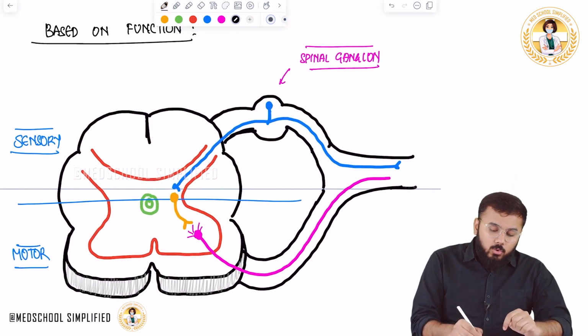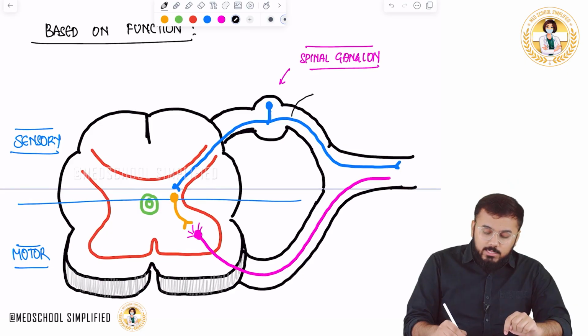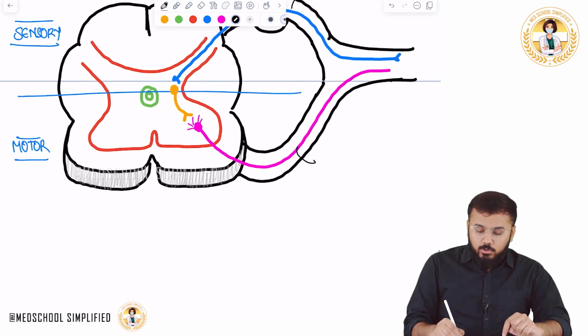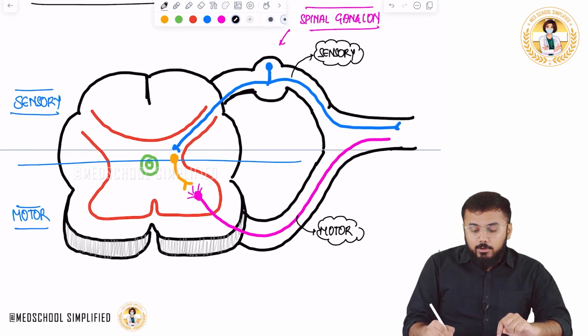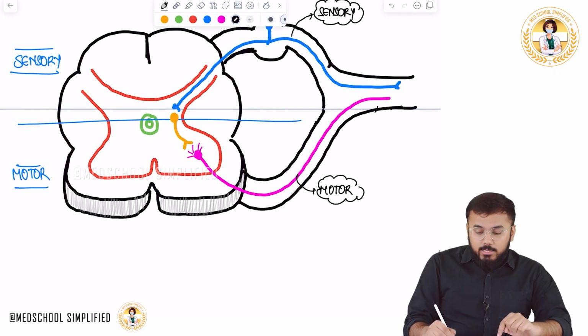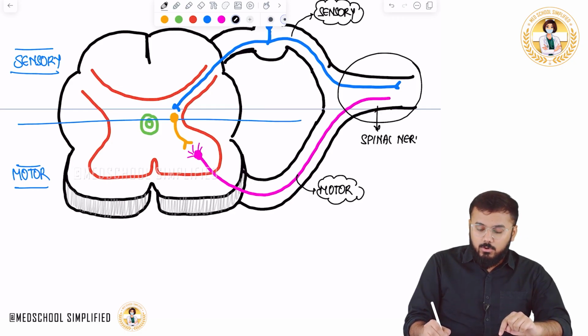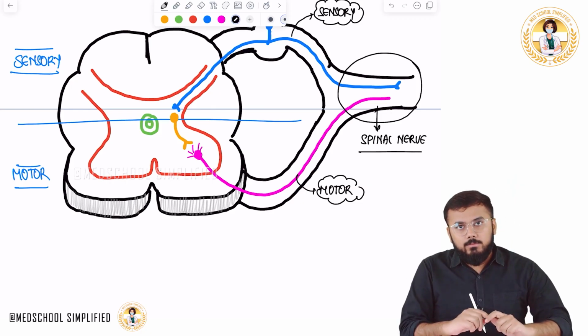Okay, so what is this neuron over here? This neuron has only one function, the sensory function. So this is a sensory neuron. And what is this neuron over here? This neuron has only one function, that is a motor neuron. And the motor neuron and sensory neuron together join, and they join in which structure? What is this structure here? This is called your spinal nerve.